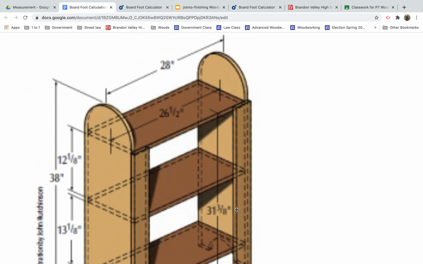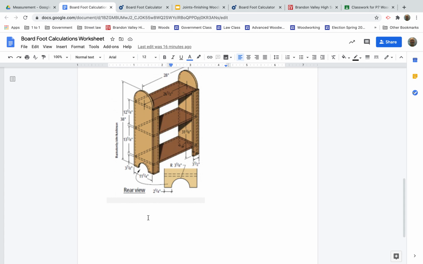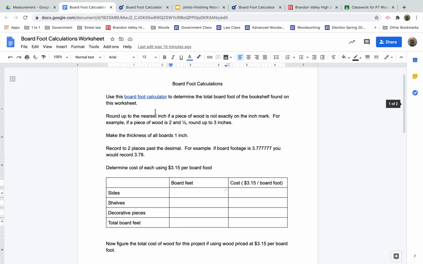This board here, the length of it right here, if you notice, is 31 3/8. We'll just round that up to 32. So these are the sides. There are 2 sides, there are 3 shelves, and these are what I call the decorative pieces. So what I want you to do is use that formula, figure out the board foot for the size, and we'll use $3.15 as an example here for the cost of the 2 sides.